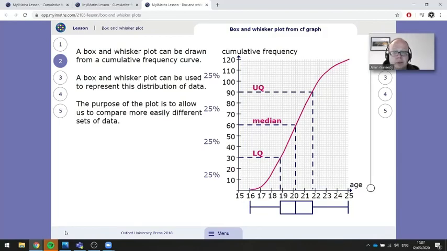So a cumulative frequency graph can help you find the upper quartile, the median, the lower quartile, and draw a box plot.